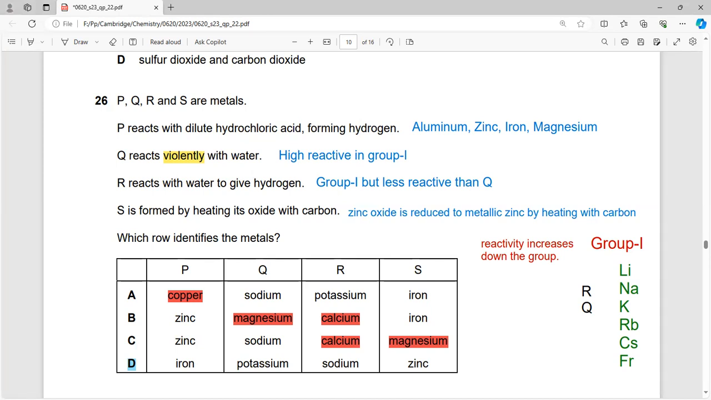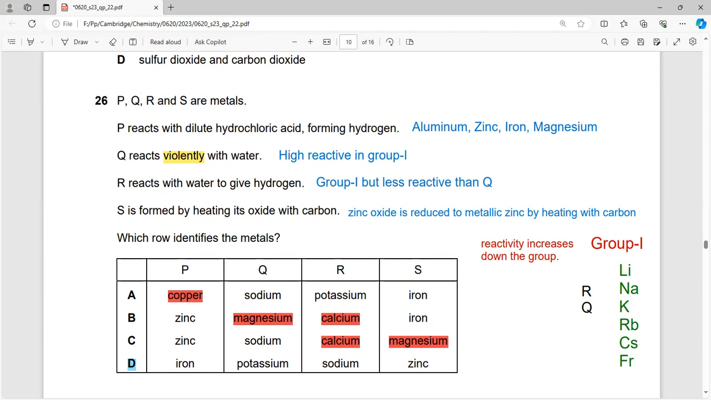So which row identifies the metals? So here you can see in column number 1, the P. So P is that which reacts with dilute hydrochloric acid. So for example, copper is not included. So we can exclude copper from here. So the remaining options are B, C, and D. So we are going to proceed to the Q option here. So in the Q column, it reacts violently with water. In that way, sodium and potassium can react with the water. So that's why we are excluding magnesium here. So we can see the most possible options are C and D.